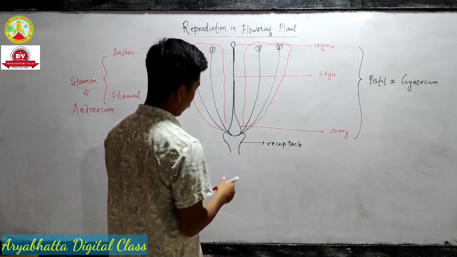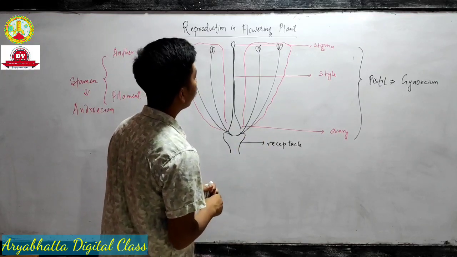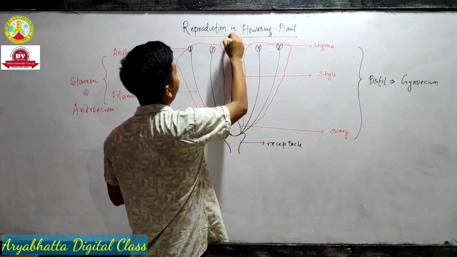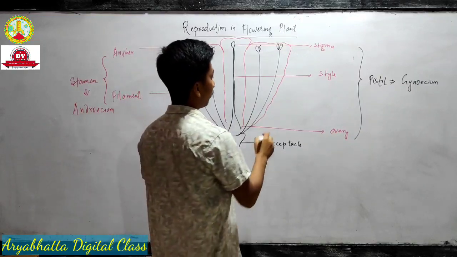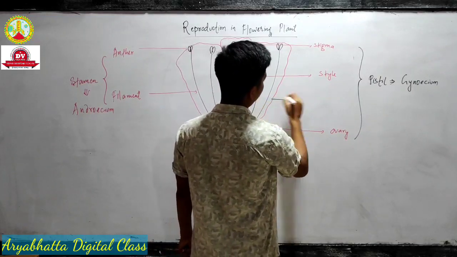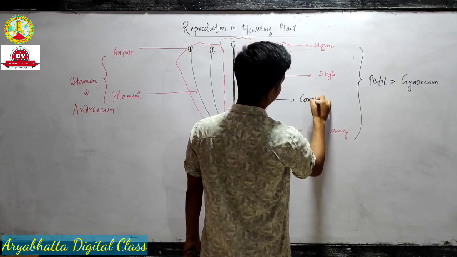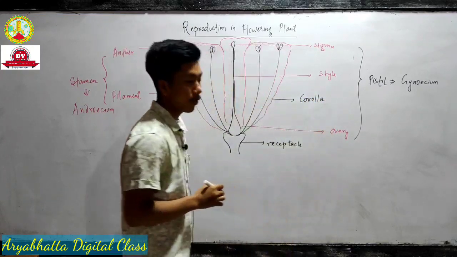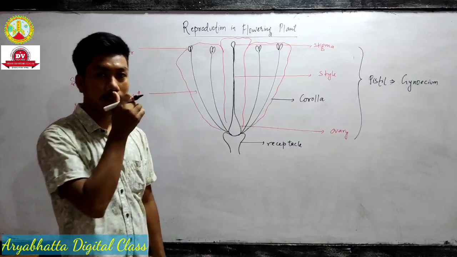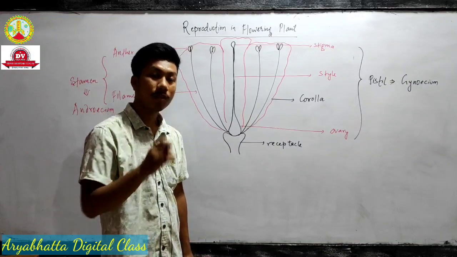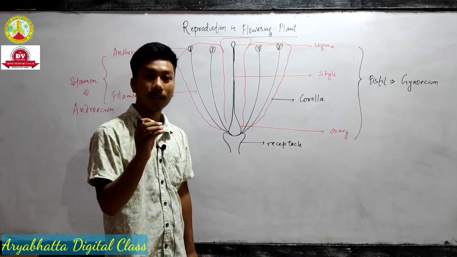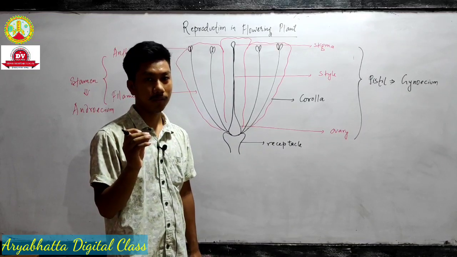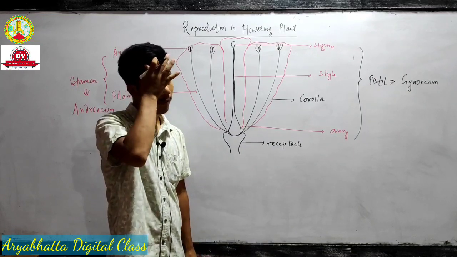What are those structures? What do we call them? We call that structure the corolla. It is colorful, it is attractive in nature, and it protects the male and female parts inside of it, right? Why are they attractive?